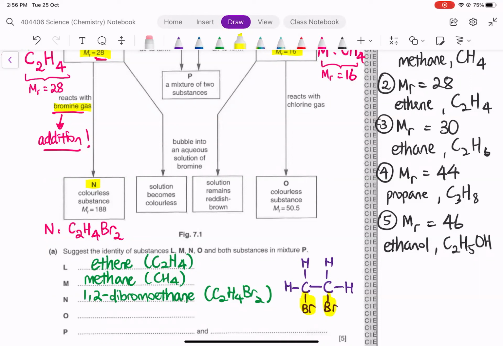Yes, correct. For this part A, do I have to write the chemical formula or I just write ethene? You write either one. You either write ethene or C2H4. Okay.